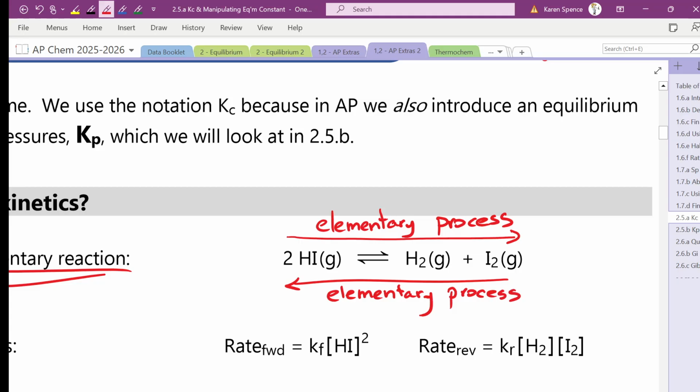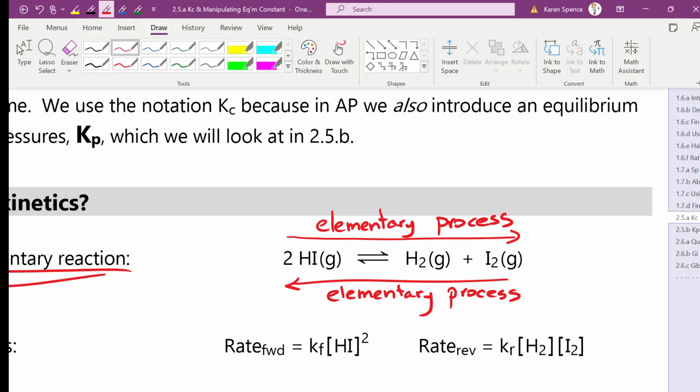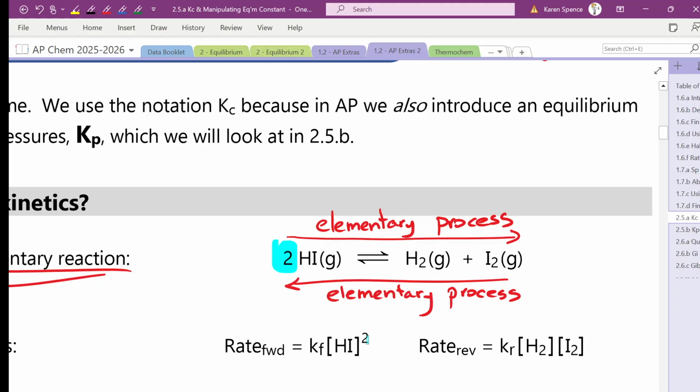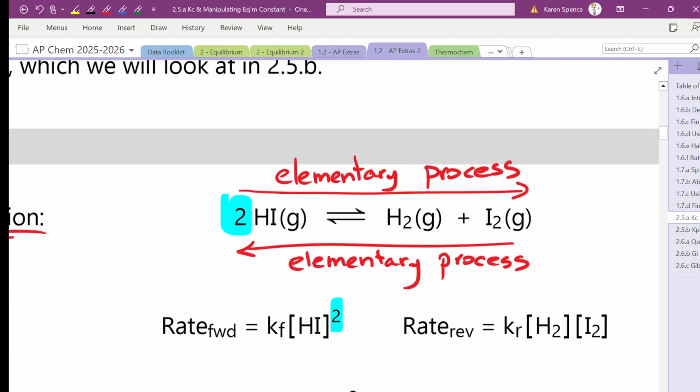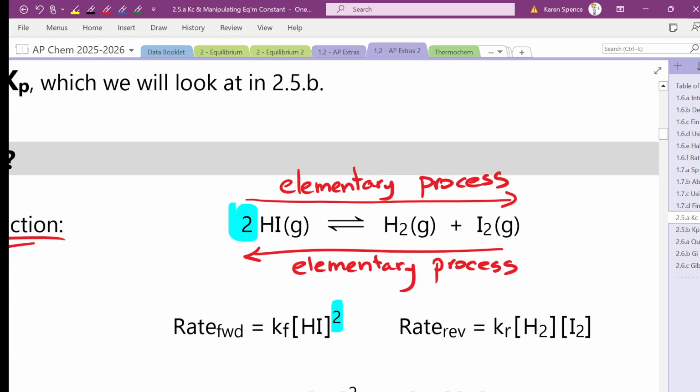What is special about elementary processes when we are writing rate law? Yes? The coefficients are the exponents. So look at this. We've got a 2 here, and our forward rate is equal to K times HI squared, and we're going to call it Kf because it is the forward reaction. That is our rate constant for the forward reaction. For our reverse rate, we're going to call the rate constant Kr, R for reverse, and we have no coefficients, so we've just got H2 and I2.